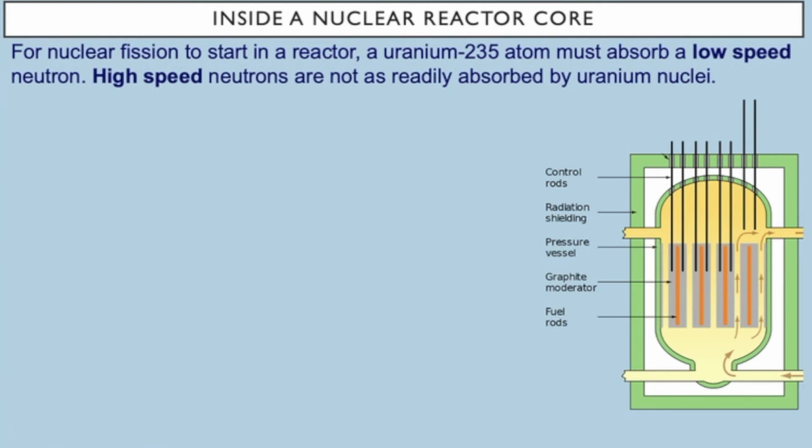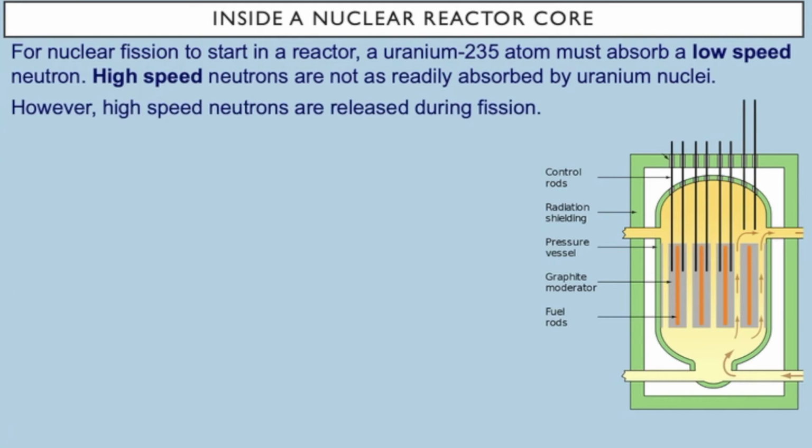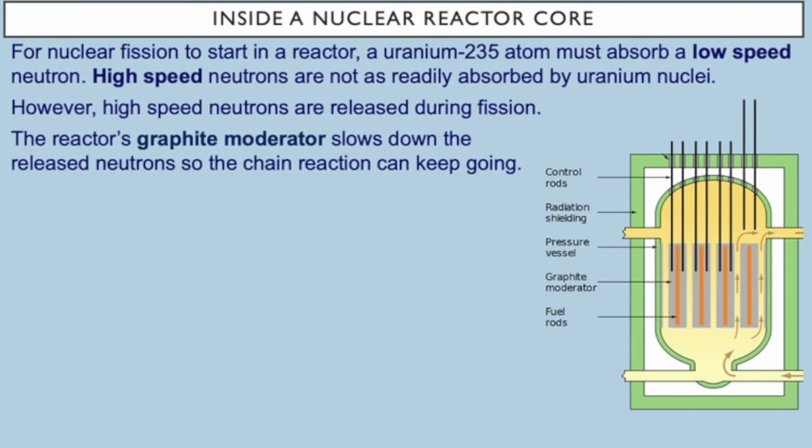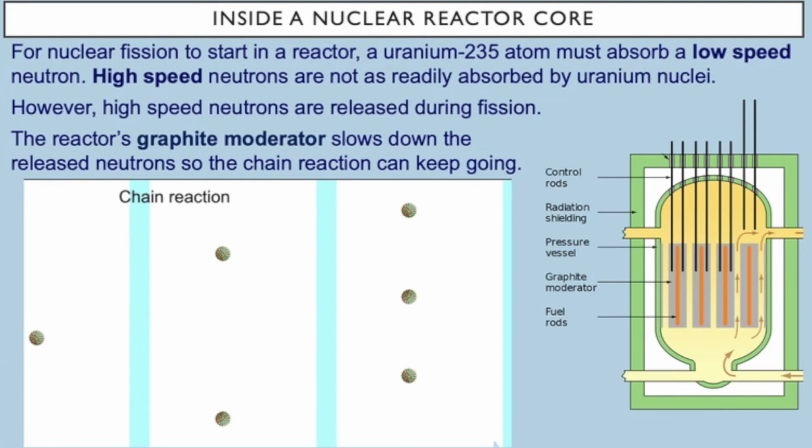So we've said that for nuclear fission to happen, a neutron must be absorbed by the nucleus of the uranium. High-speed neutrons won't be absorbed, they'll just bounce off the nucleus. So what we've got to do is make these low-speed neutrons. So we use the graphite moderator. The neutrons are released, and then they've got to go through this graphite in order to get to the uranium. So let me show you a little animation of this.